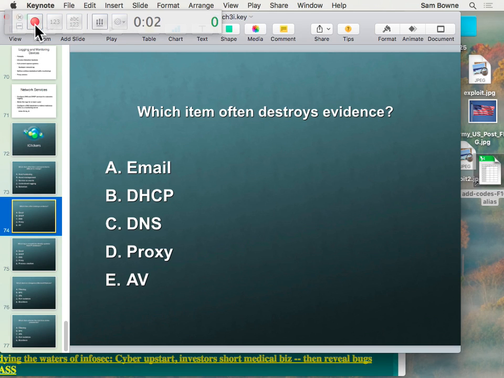Which one of these will destroy evidence? I think I would go this one. What's that? Oh, that was on all the time for a while. I'll quit at 30.